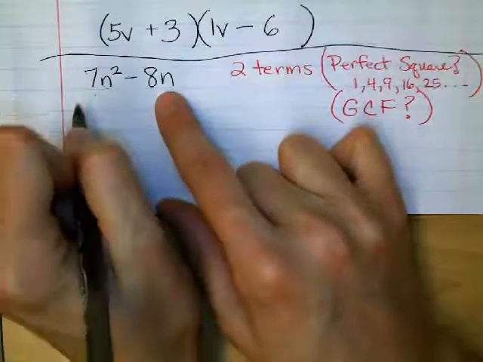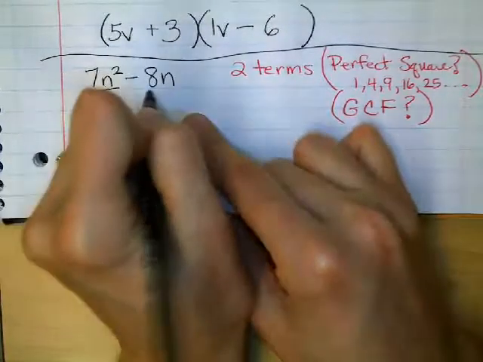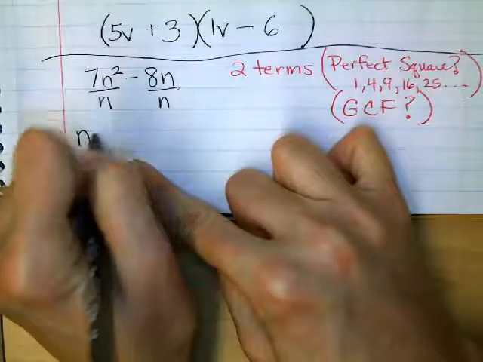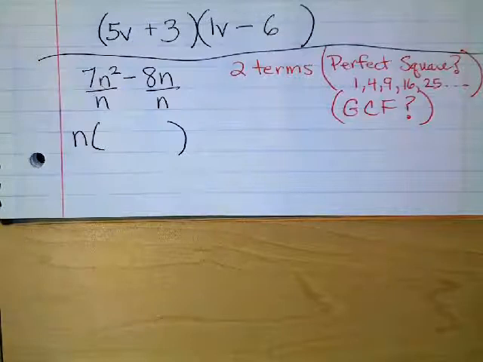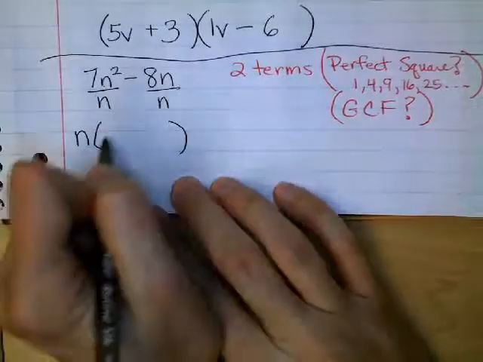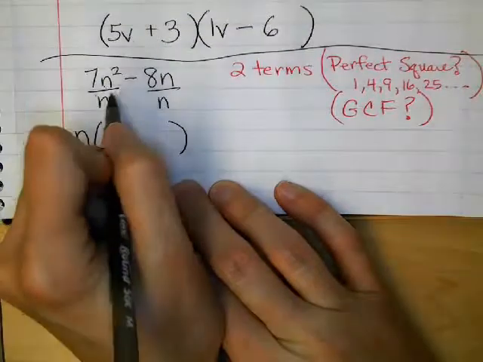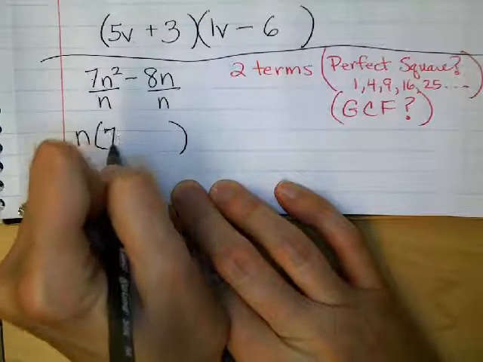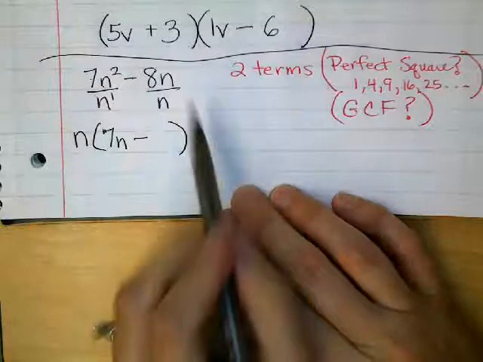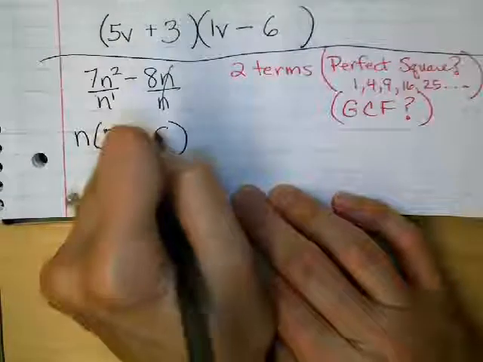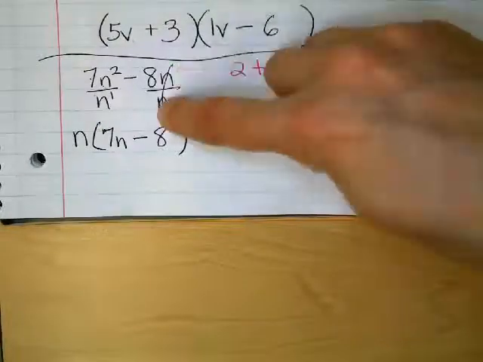So you just divide by n. Just take one n out of those. What would be left if you took one n out? 7n minus 8. Yep, the n. See, if you have n divided by n, it's just like 1. So it's just 8.